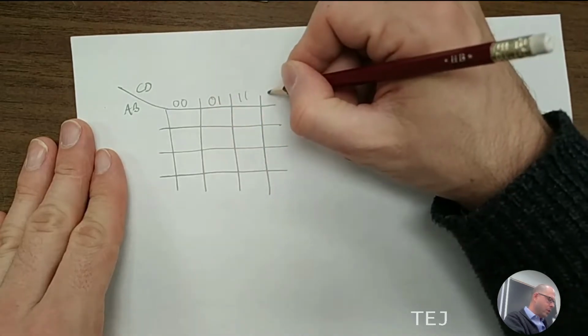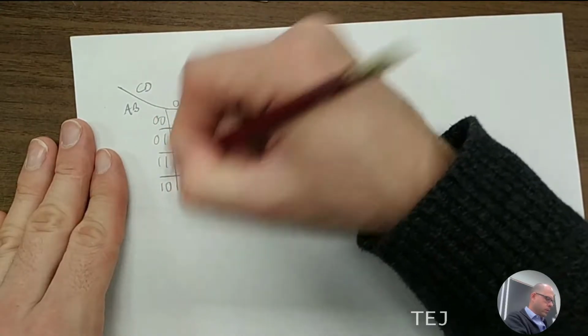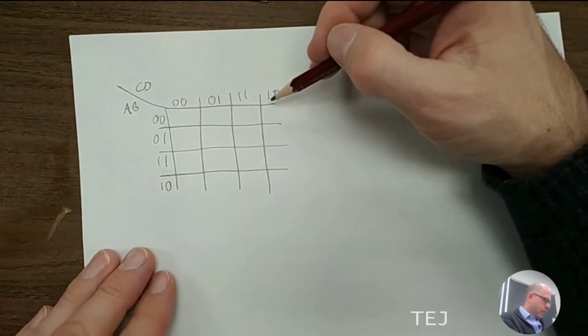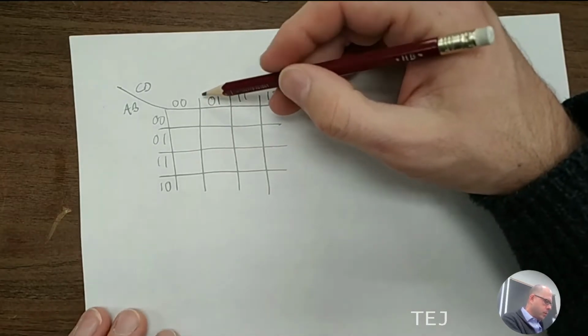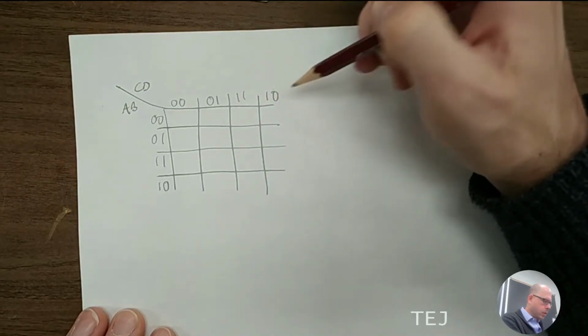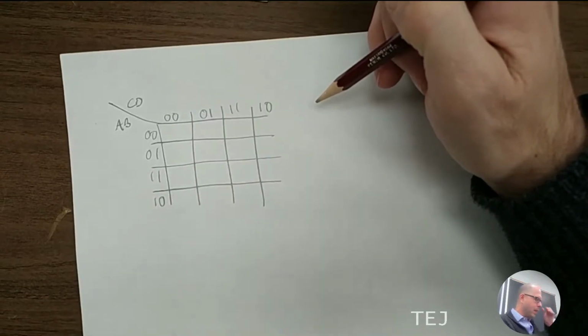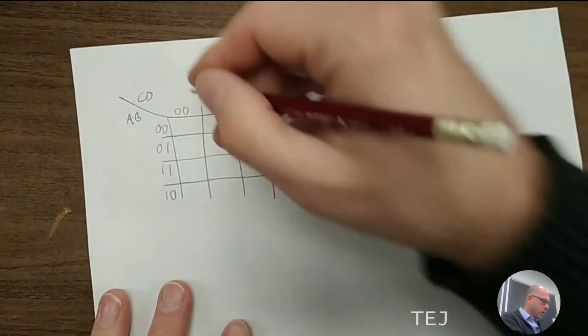So I'm just setting up the table. Really important that the order of this follows gray encoding exactly. Okay, so it has to be 0, 0, 0, 1, 1, 1, 1, 0. Otherwise, it won't come out correct. I mean, it could be a different problem.